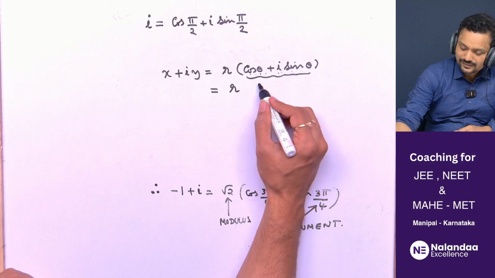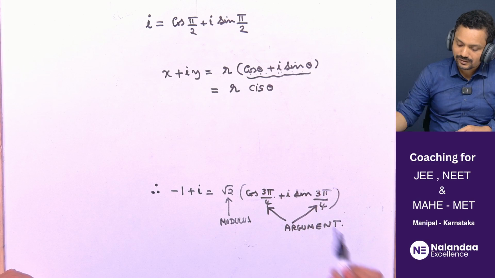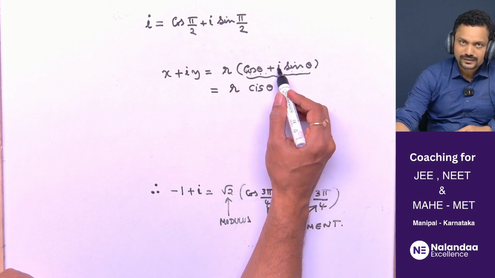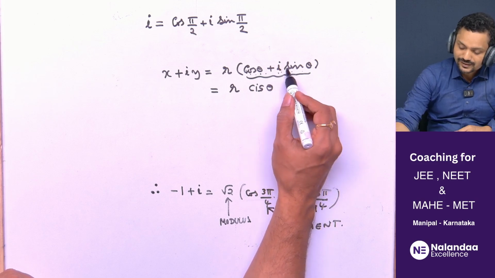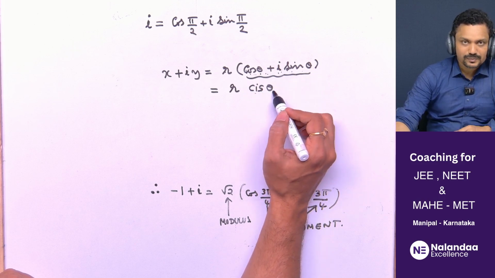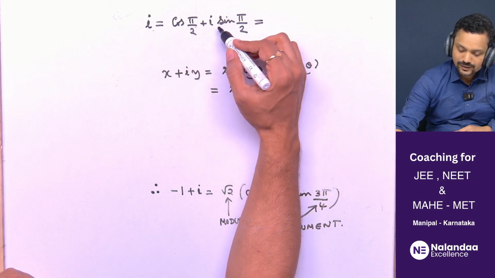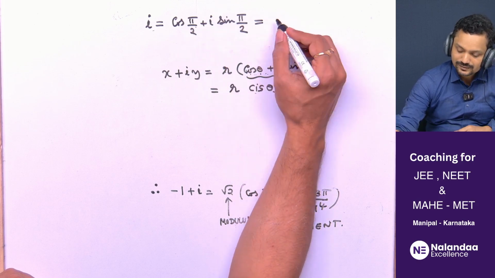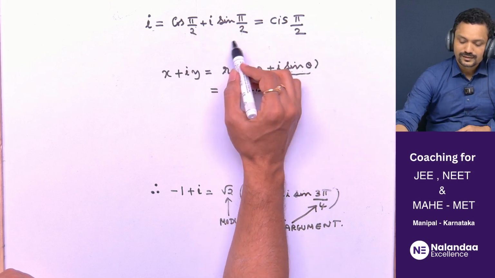Cos theta plus i sin theta is written as cis theta. C for cos, i for the imaginary term, i for i, s for sin, and theta for argument. So cos theta plus i sin theta can be written as cis theta. So the polar form of i is cos pi by 2 plus i sin pi by 2. It is better you remember this, and it is cis pi by 2. You can write it in short as cis pi by 2.